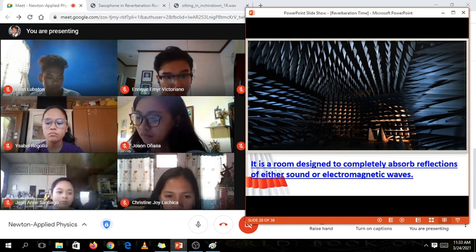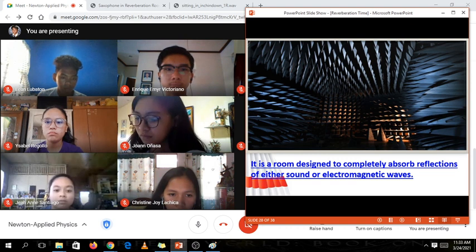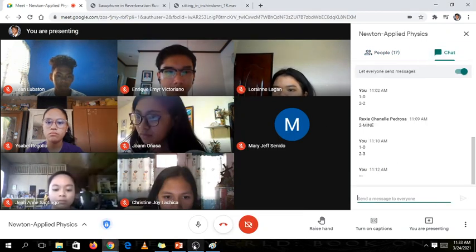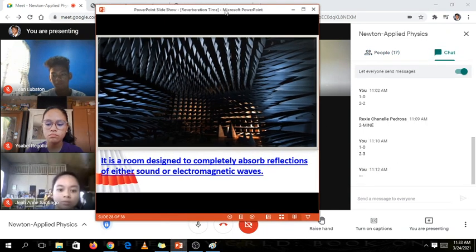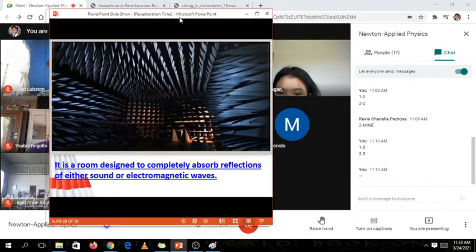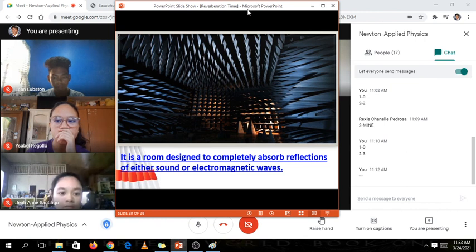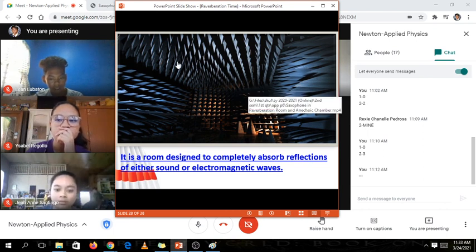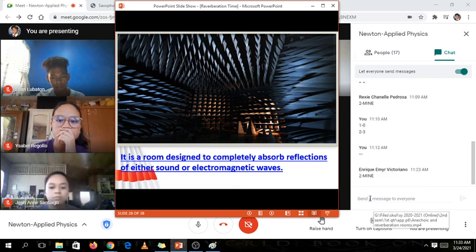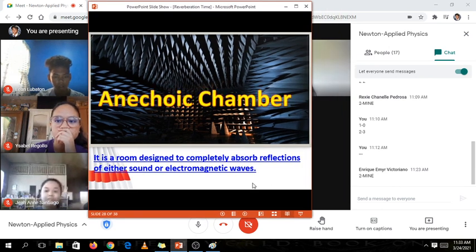Next, what is the room designed to absorb reflections of either sound or electromagnetic waves? What is the name of this room? This one has spikes. Instead of egg trays, spikes are used in the room. So imagine you are inside this room. What will happen? Yes, Enrique. Acoustic anechoic chamber. Okay, very good. It is an acoustic anechoic chamber.